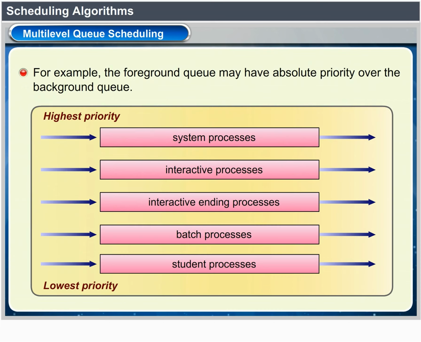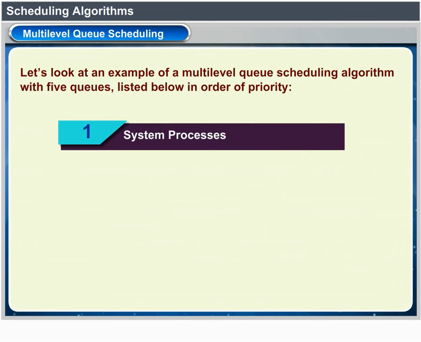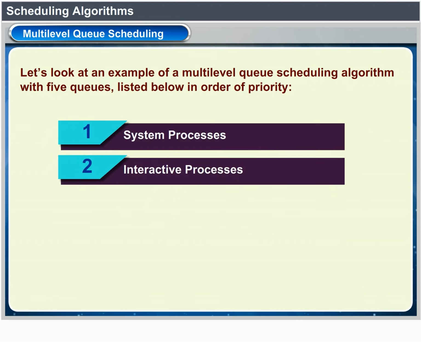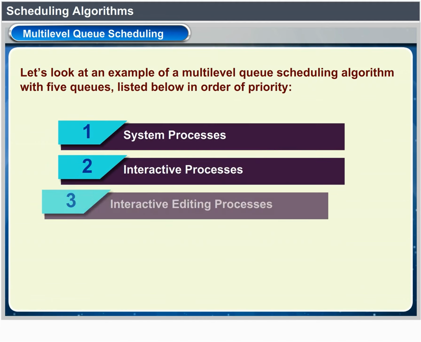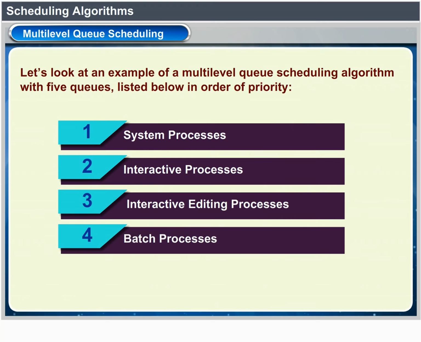Let's look at an example of a multi-level queue scheduling algorithm with 5 queues listed below in order of priority. 1. System processes. 2. Interactive processes. 3. Interactive editing processes. 4. Batch processes. 5. Student processes.